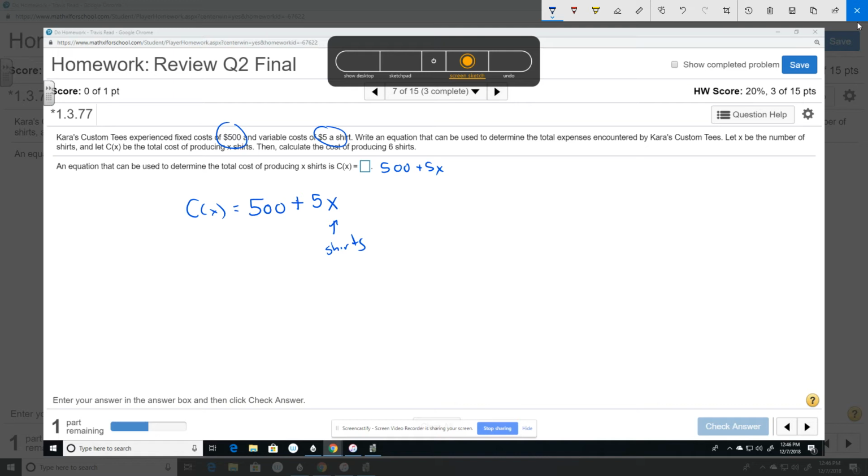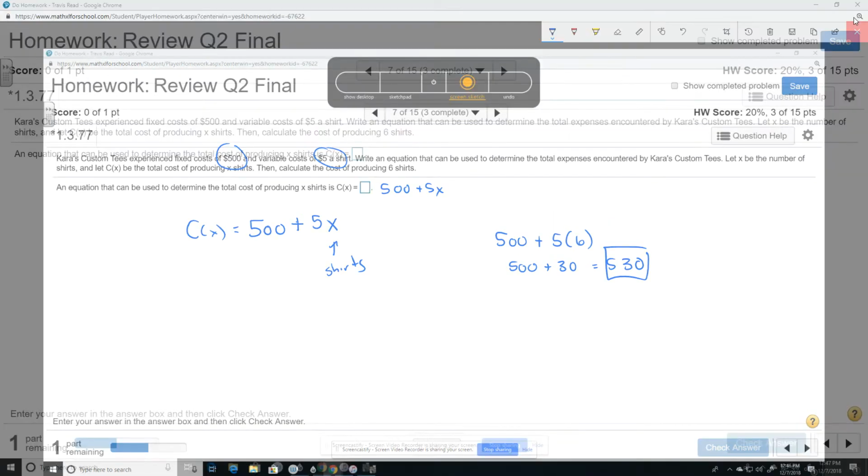Then it says calculate the cost of producing 6 shirts. Well, to do that, all I have to do is plug 6 into my function. So 500 plus 5 times 6, which is 30. So your total cost would be 530. So your fixed cost plus your variable cost equals your total cost. And it'll give you a value to plug in and get the right answer.